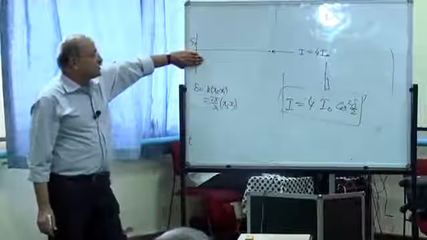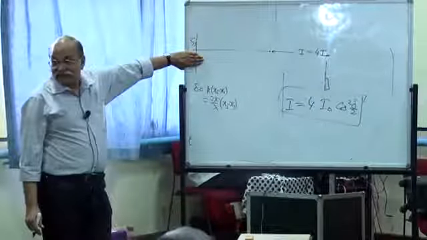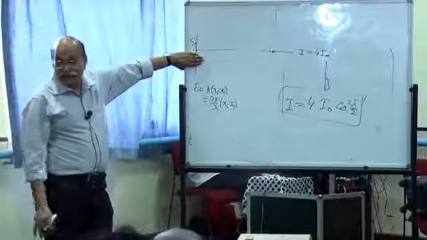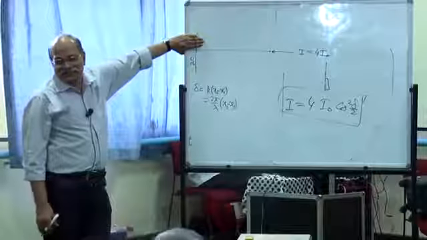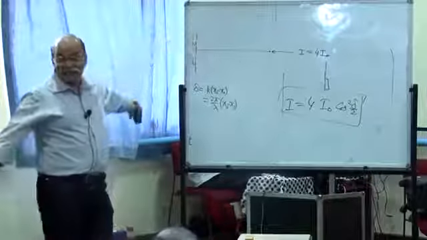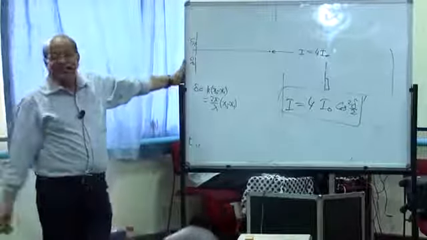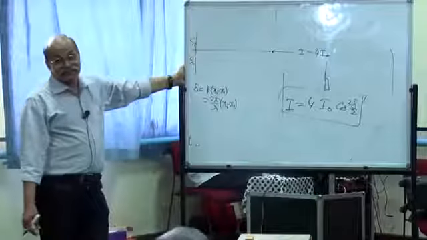Block one slit, it is I naught. Allow only the upper slit. Block the upper slit, allow only the lower slit, it is I naught. Allow both the slits, it is 4 times I naught. That is constructive interference.